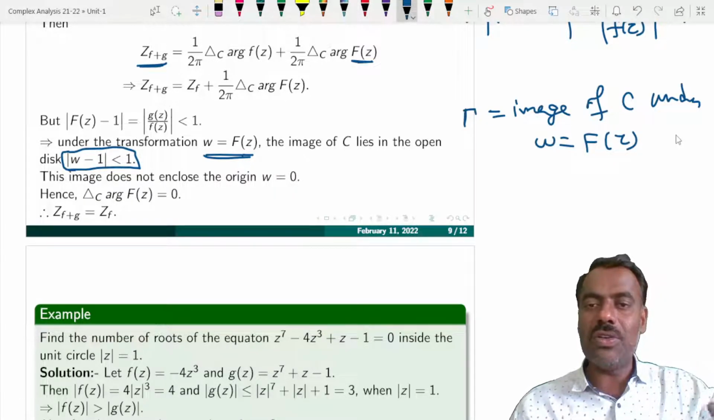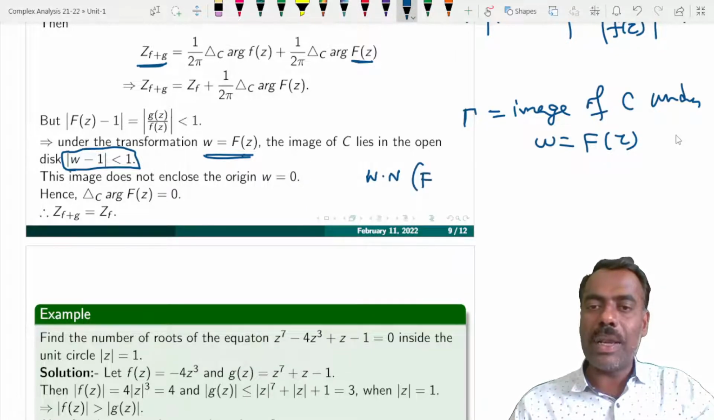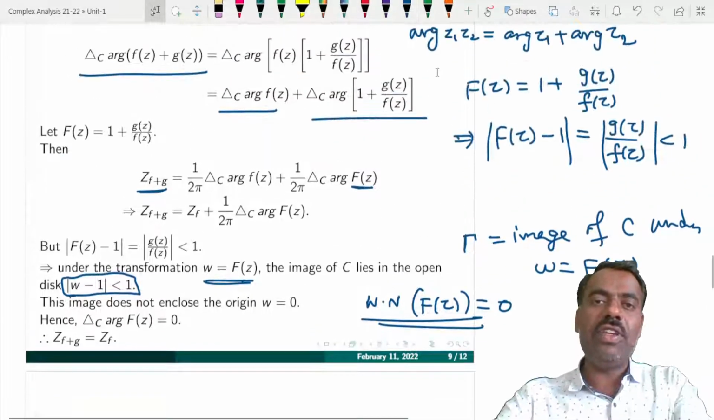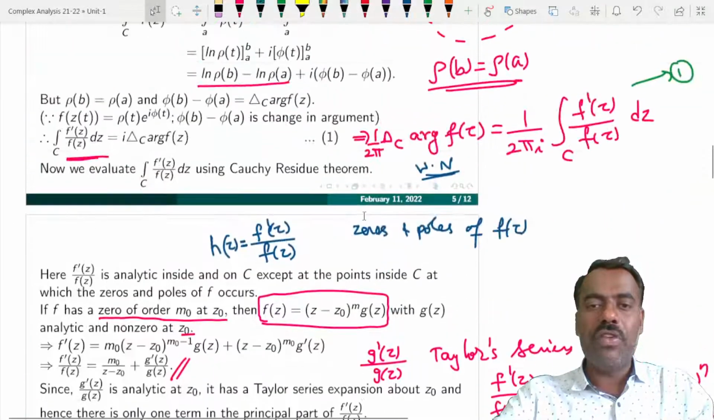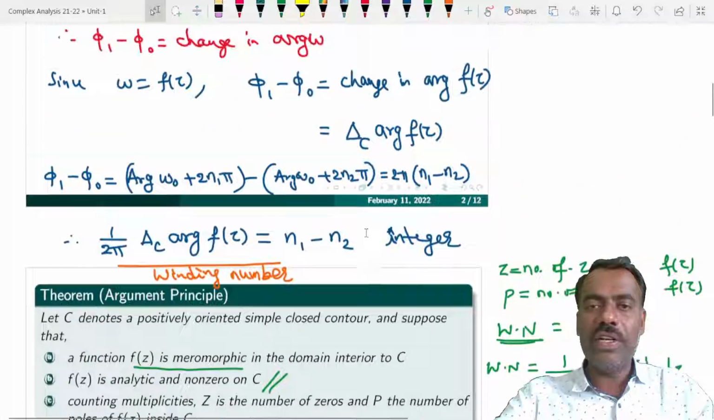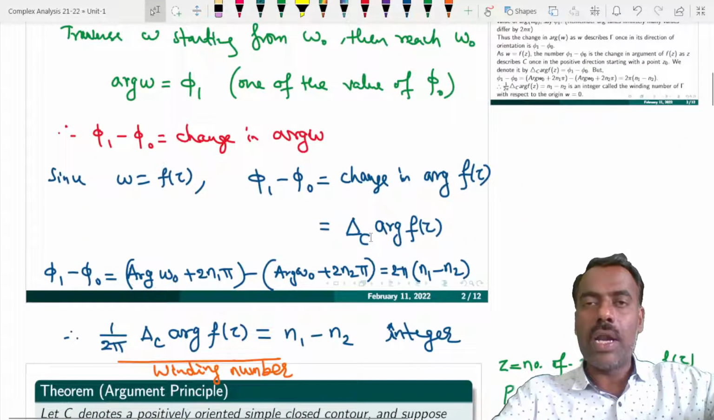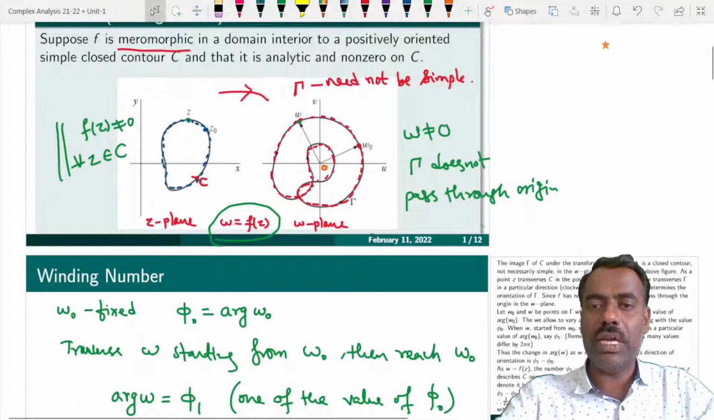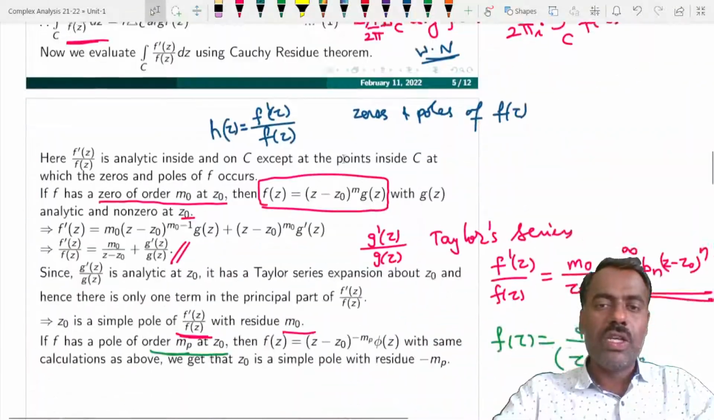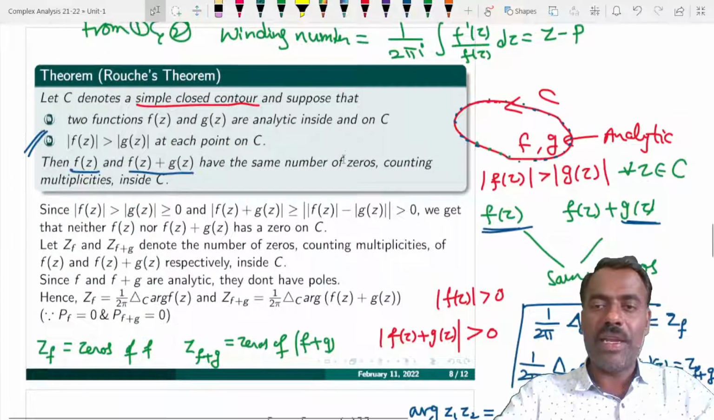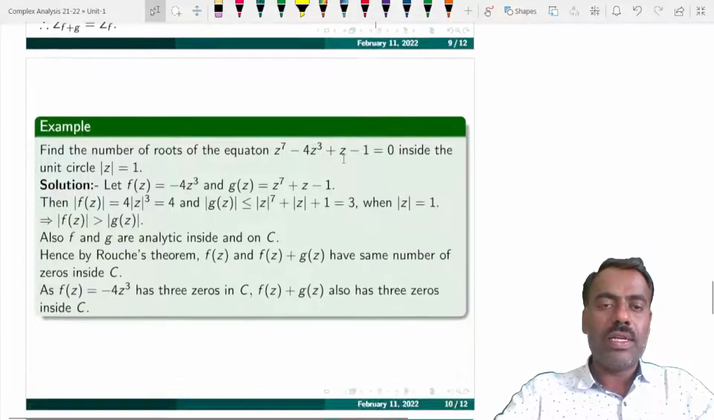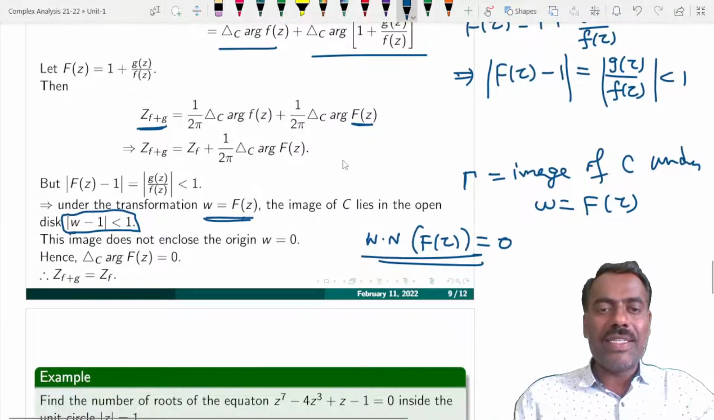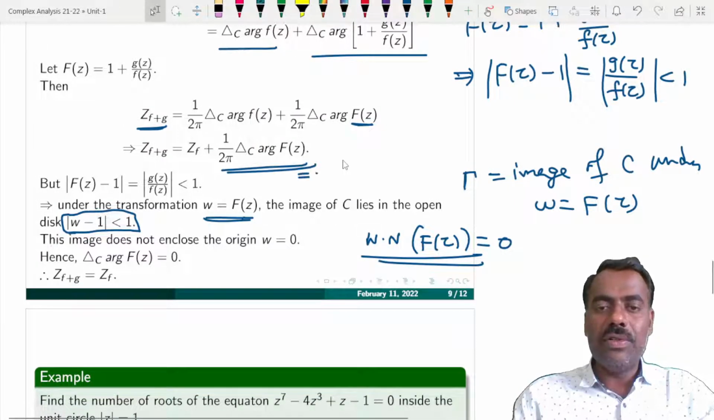So if it doesn't include w, then the winding number of this capital F of z is equal to 0, which we showed when we defined the winding number. If at all it doesn't revolve around 0, then the winding number is 0, which I have already explained. So the winding number of this capital F of z is 0, and therefore this part is not there. This is equal to 0.